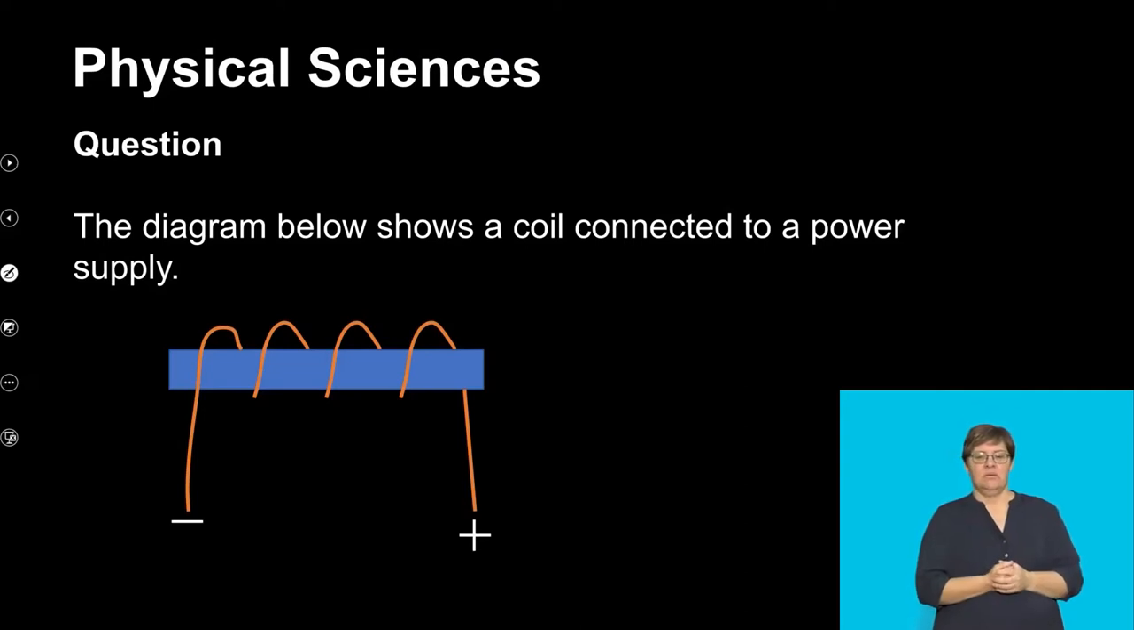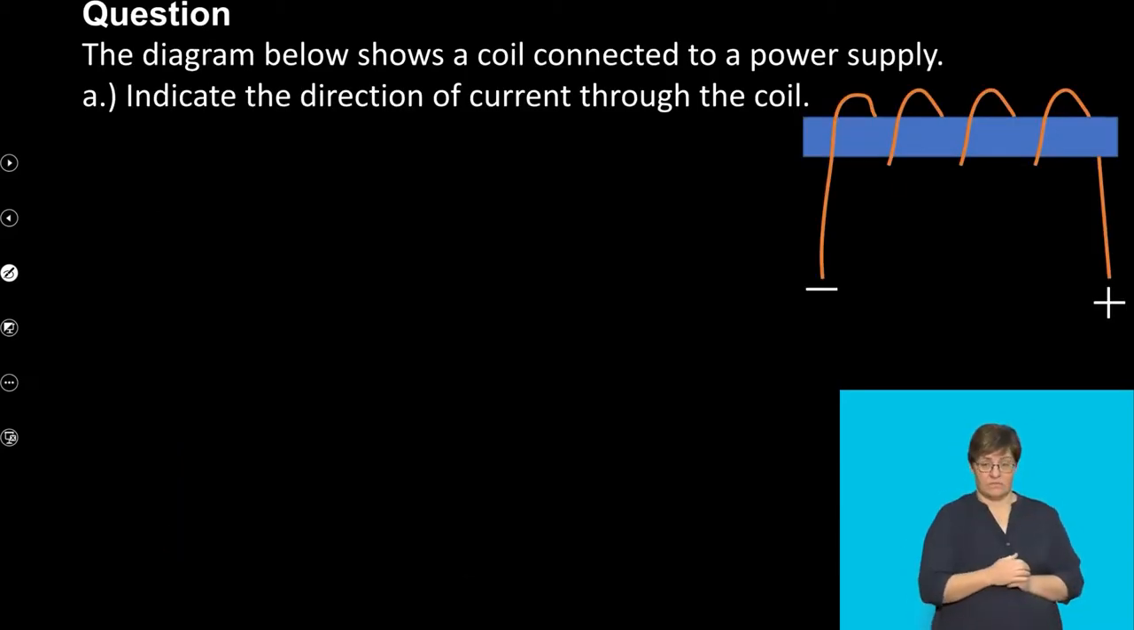So here, first of all, in this question, we've got the diagram shows a coil that's connected to a power supply. And the power supply is indicated by that positive terminal and that negative terminal. We recognize that the wire is wrapped around an insulator, and now we're going to see exactly what the questions are. So it says, indicate the direction of current through the coil.